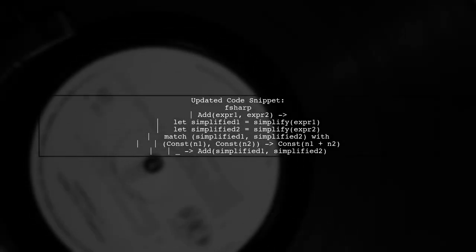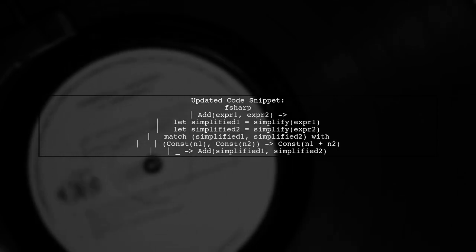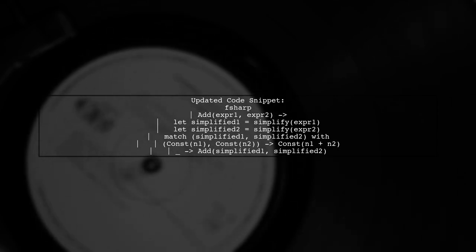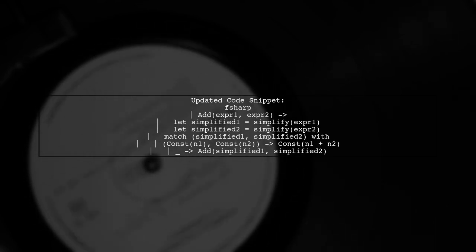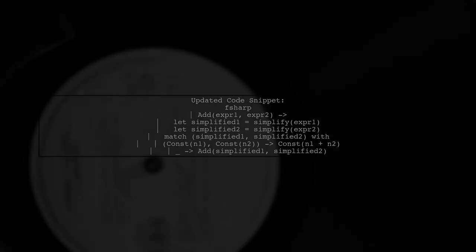Here's how we can implement this. After simplifying x^1 and x^2, we can add a new case to check if both results are constants. If they are, we return a new constant. This adjustment ensures that if both simplified expressions are constants, we return their sum as a single constant. This will allow your function to fully simplify nested additions.